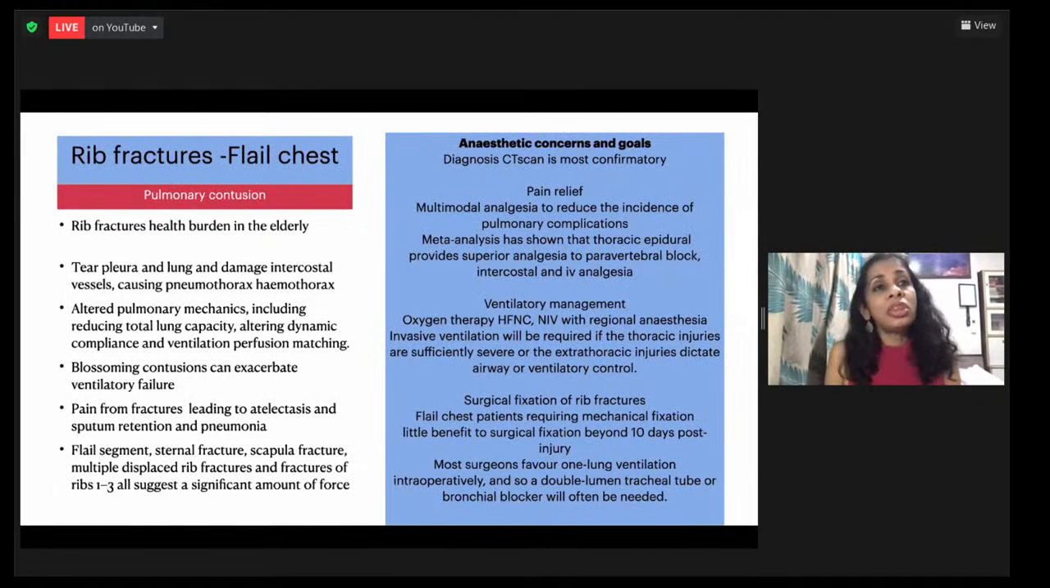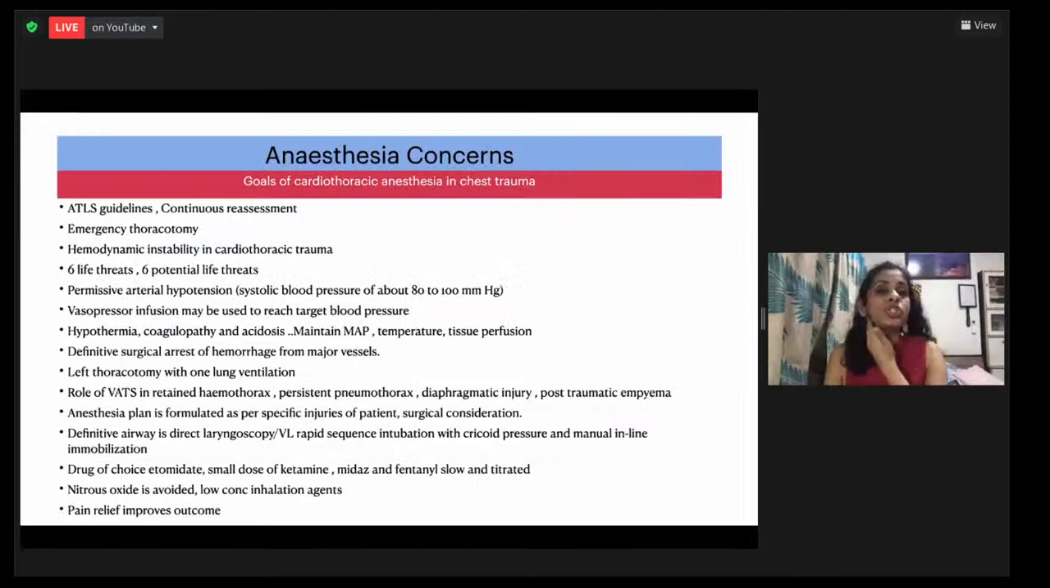Many of the patients with rib fractures not only require oxygen through NRBM, but as the contusions worsen, they may require HFNC, NIV, and sometimes mechanical ventilation. Now, can these patients be for surgery? Yes. If there is a flail chest patient and he's on mechanical ventilation, then yes, he is a candidate to have his rib fractures repaired surgically. And in this also, we need to give one lung ventilation, so it can be provided either with the DLT or the bronchial blocker.